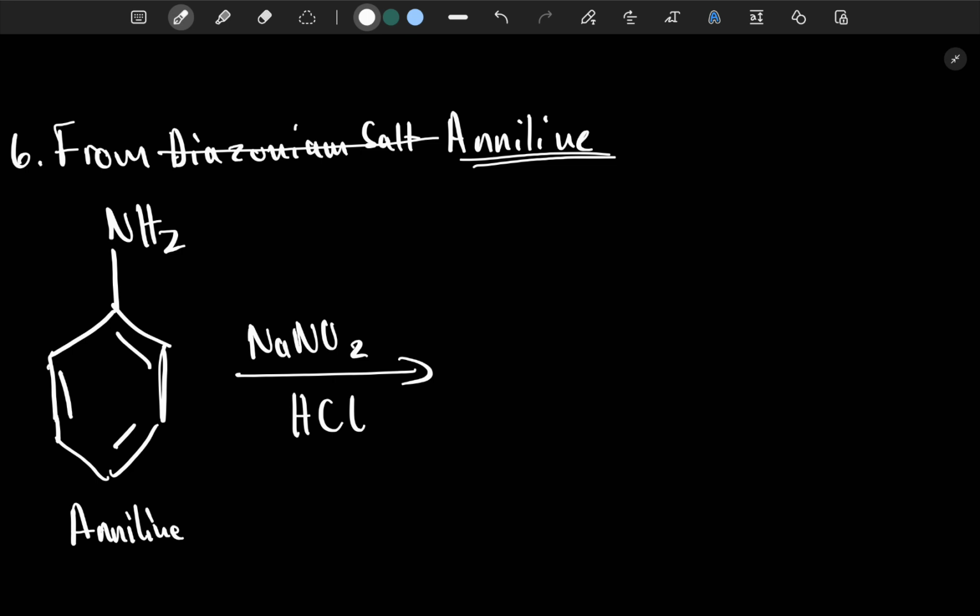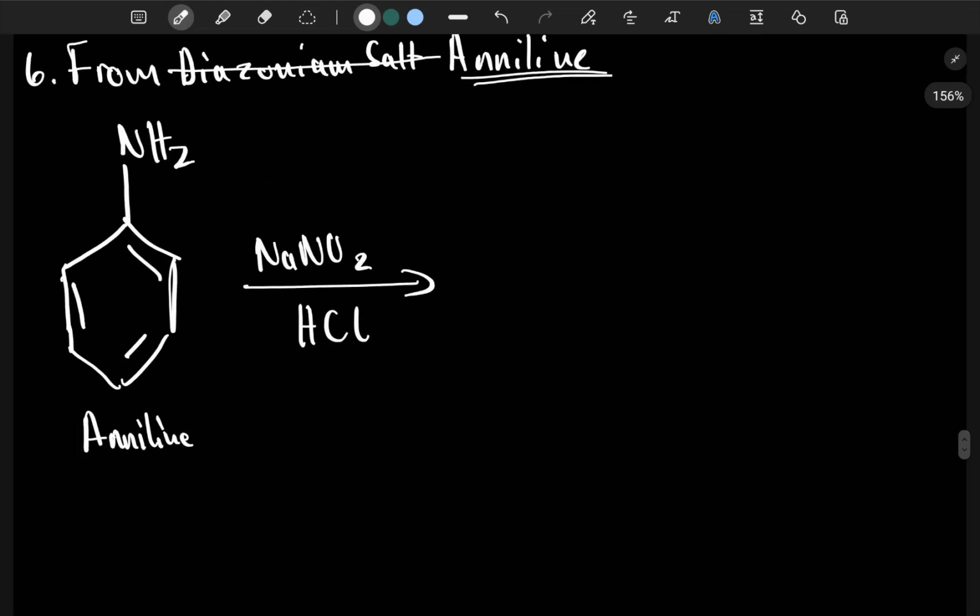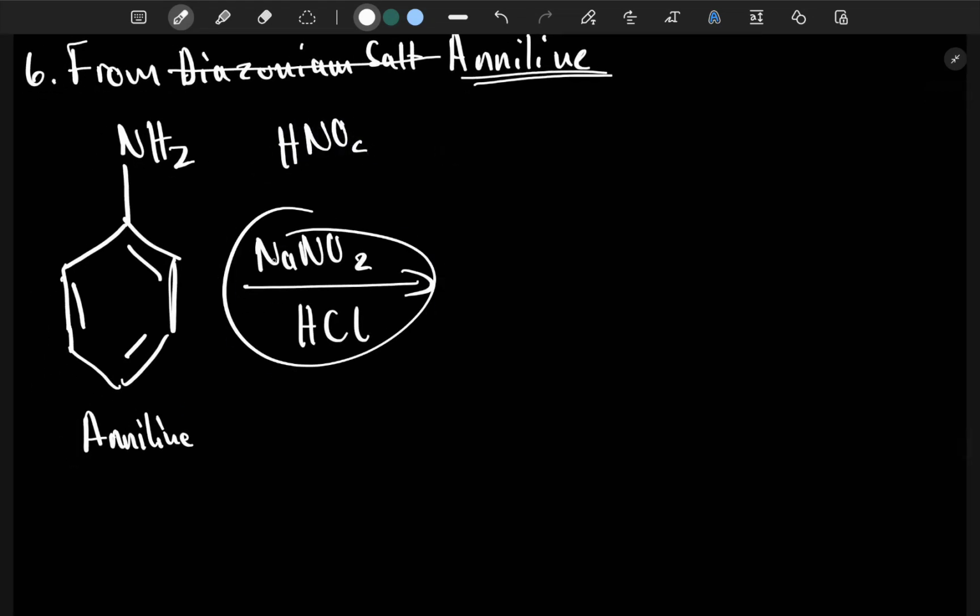Aniline is a base, okay? So he's going to react with an acid. So I'm going to make it easy for you. Aniline is a base, is going to react with the acid, and we know the acid is actually HNO2, which is made by these two guys. But let's just do it this way. Aniline is a base, yes, so he's going to react with the acid, which is hydrochloric acid. So what's going to happen? Acid plus base, what do you get? Salt plus water.